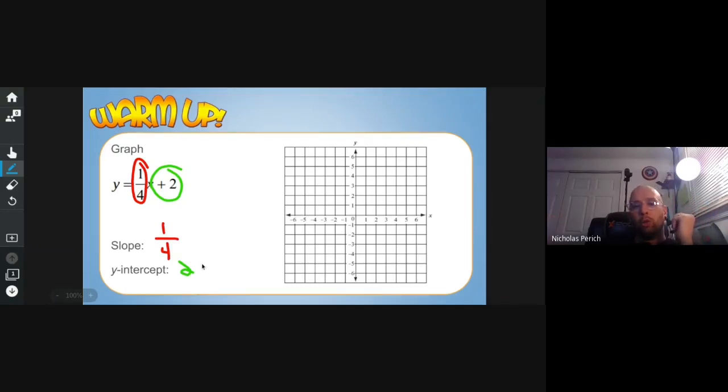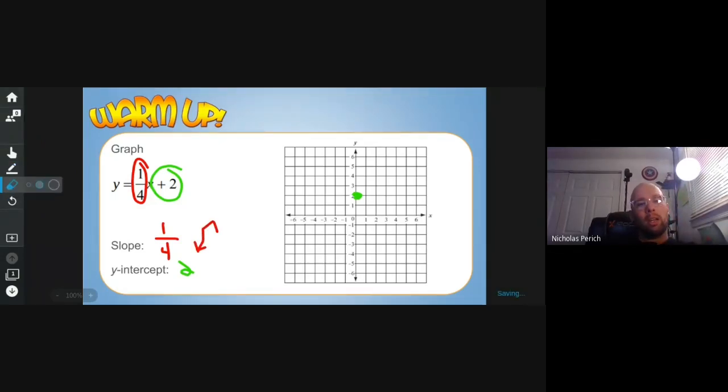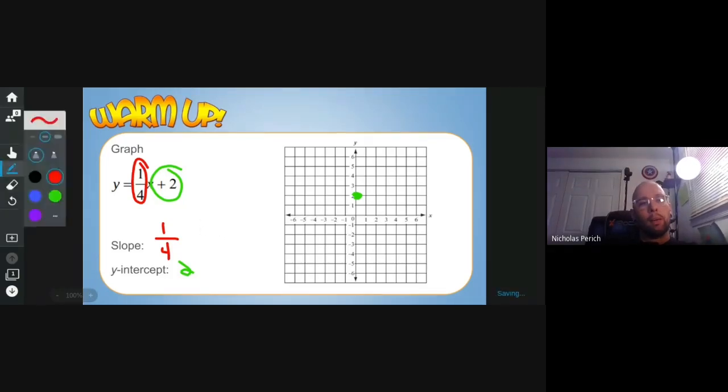So I go to my graph, I go to the y-axis, I put a dot right there on 2, a nice big dot right there. And then I use my slope to make more dots. So my slope is 1/4, which is a positive number, and it goes that way, up and to the right. Wow. It goes up and to the right.